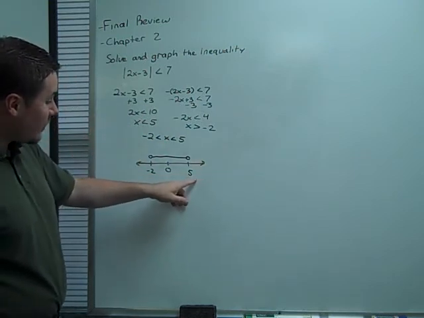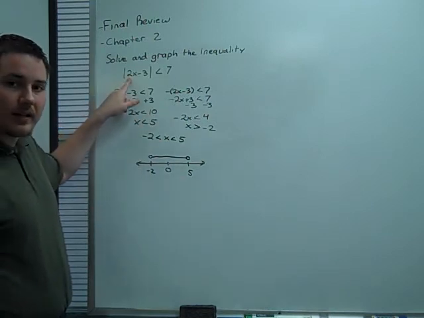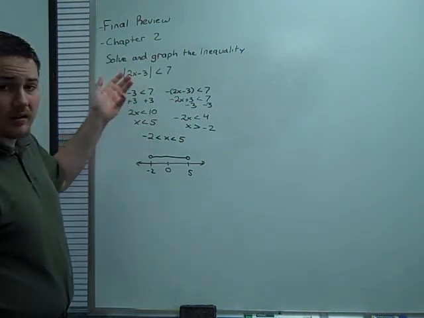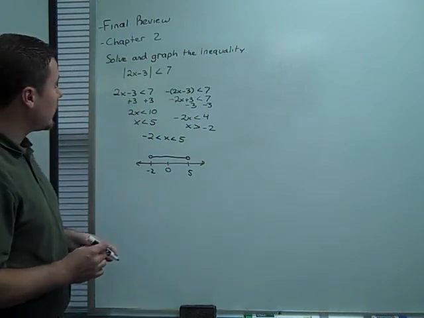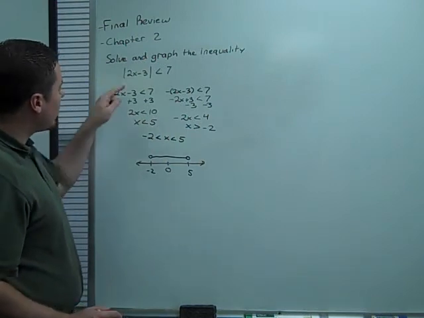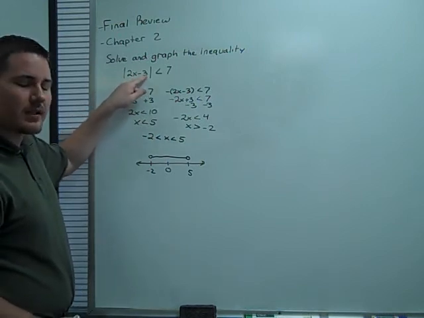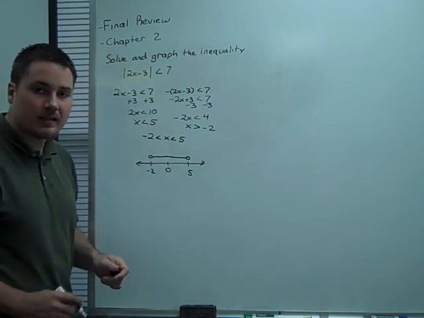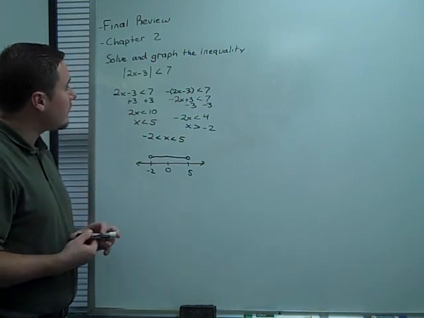Let me try something outside. Let me try, I don't know, 7. 7 times 2 is 14. 14 minus 3 is 11. Absolute value of that is 11, which is not less than 7. So there we have false validation. And we could try something to the left as well. Let's try negative 3. Negative 3 times 2 is negative 6. Negative 6 minus 3 is negative 9, and the absolute value of that is 9. 9 is not less than 7. So, again, false validation. And that is how we graph that inequality.